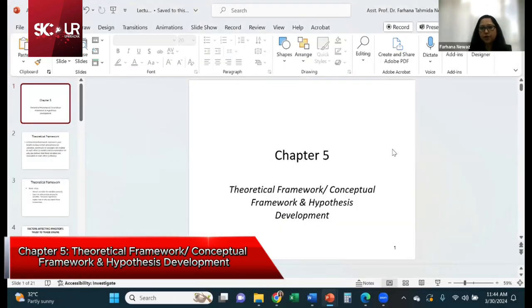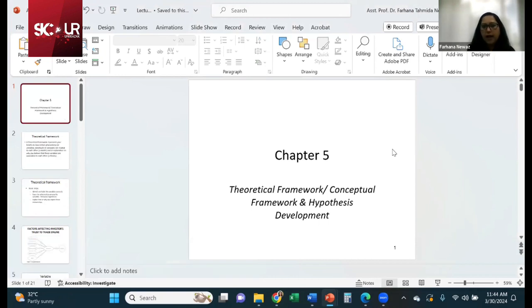Today we are going to focus on theoretical framework and how to come up with the hypothesis. So you can see the topic for today's class: theoretical framework, conceptual framework and hypothesis development. For this topic, you can follow your textbook. That will be chapter 5. Okay, theoretical framework and conceptual framework.